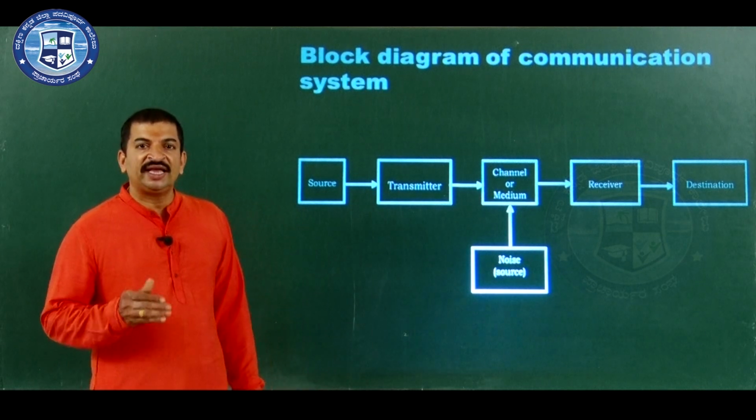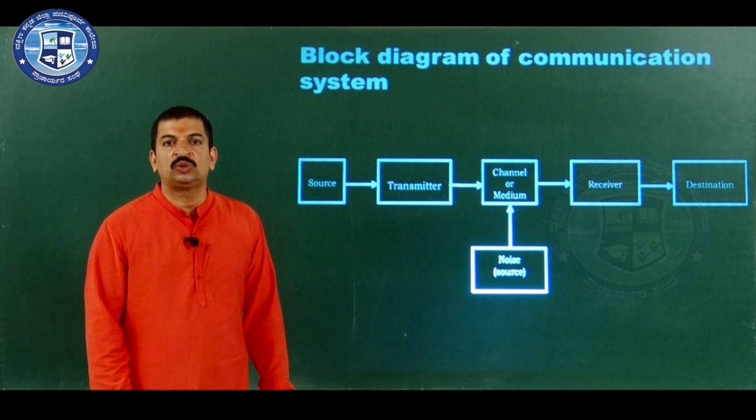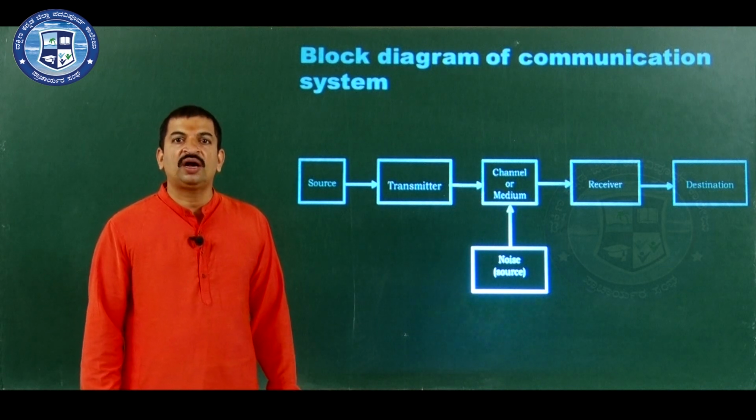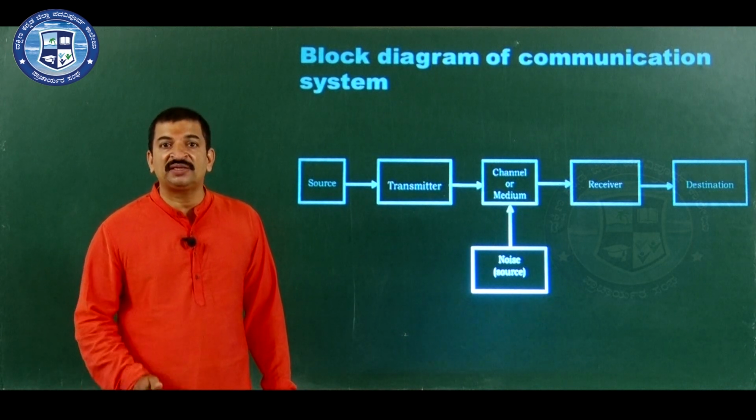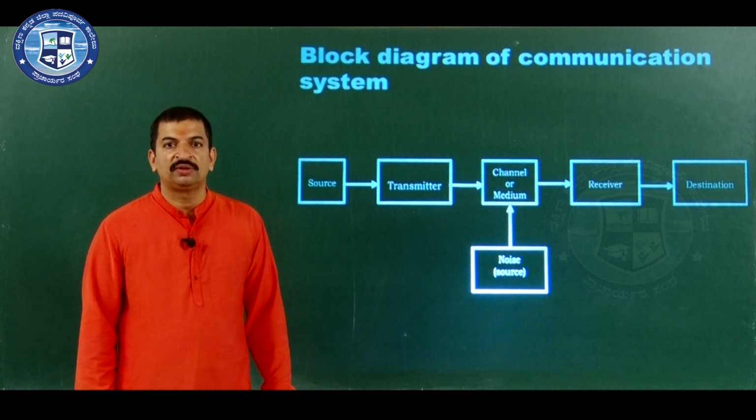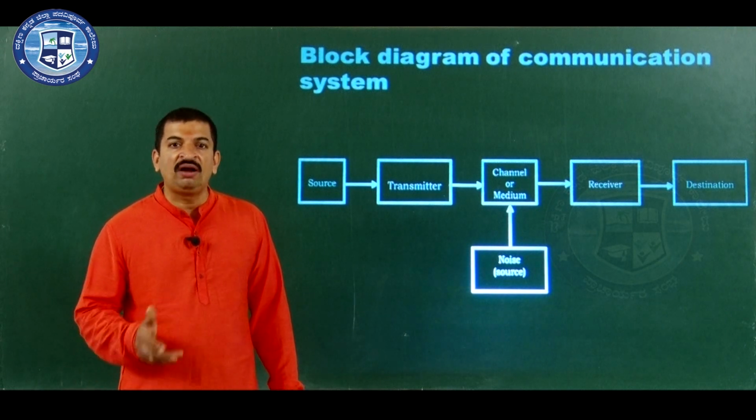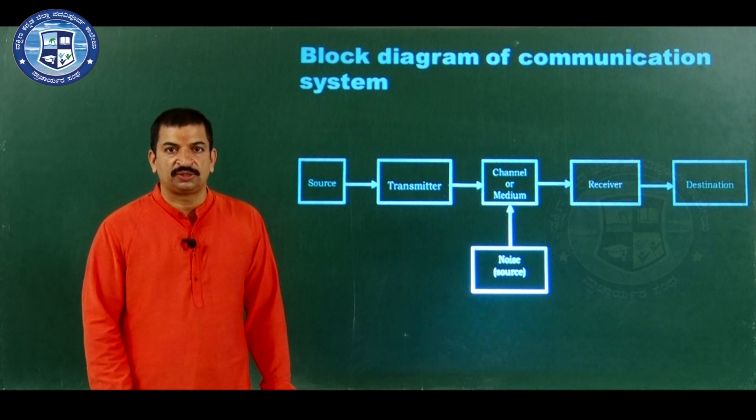The next is the noise. As the signal is transmitted from one place to another place, due to the presence of some disturbance in the communication channel, the information may be altered or it may be lost.